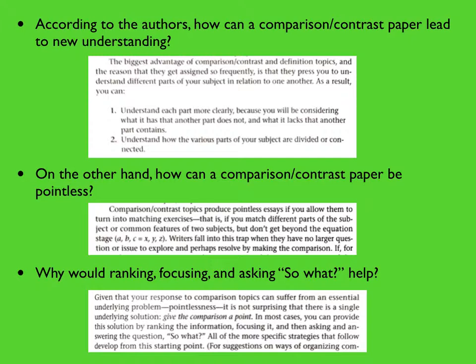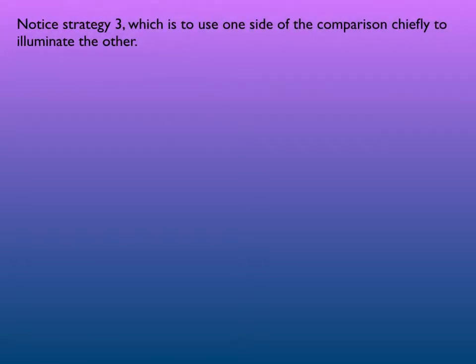Focusing it, and then asking and answering the question, so what? And then the 5 strategies, as it goes on to say, are really sort of an elaboration of those 3 things: ranking, focusing, and asking, so what? Now I'd like to do a quick exercise involving strategy 3, which is to use one side of the comparison chiefly to illuminate the other. In other words, deliberately being unfair to one of the 2 sides that you're looking at.